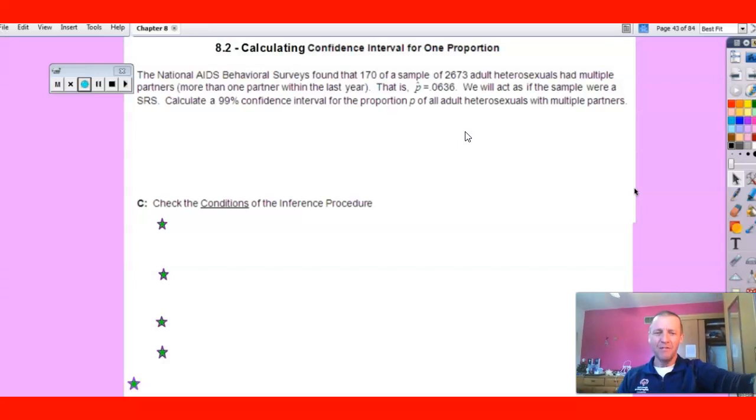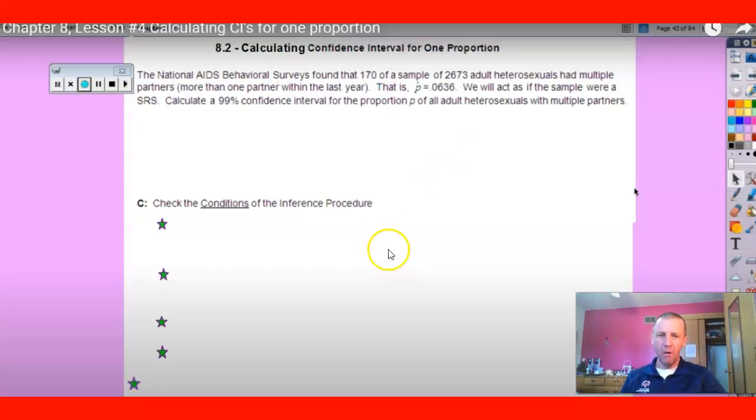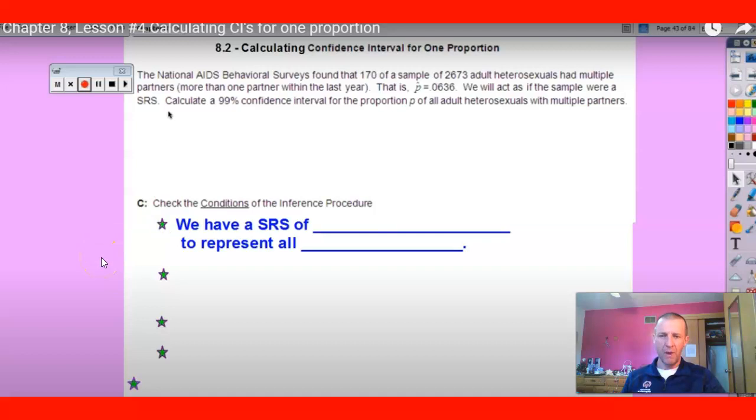But the first thing that we need to do, always, Darren calls it state, plan, do, conclude. State, we'd like to find the true proportion, right? So we're going to create a confidence interval. The plan is where we check our conditions. Checking the conditions is always going to have to be part of it. So when it says use the four-step process, state, here's what we want to do. Plan, check the conditions. And those conditions, randomness, normality, and independence. Randomness, normality, and independence. And they can be done in any order.